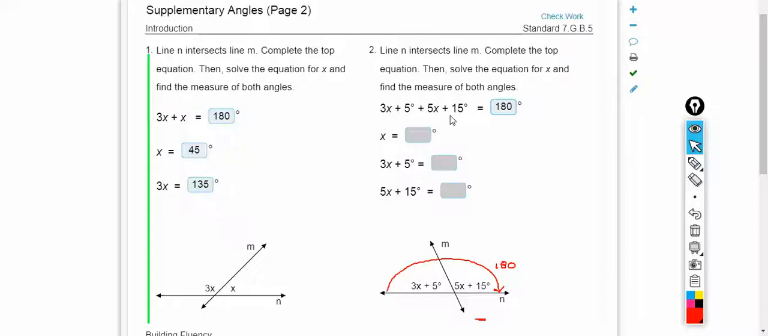Okay, so now we can combine the like terms. So we have an x, 3x, and a 5x. I'm just going to combine them, and that's going to become 8x plus, 5 plus 15, that's going to become 20, because we combine those together, and then together they equal 180.